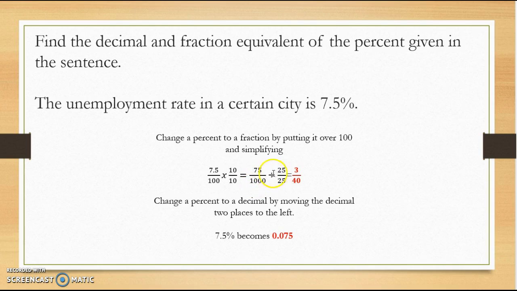Then I can look to see, well, what will go into both of those so that I can reduce that fraction. So in this case, 25 was the largest number that would go into both. So it reduces to 3 over 40. Now to change that percent to a decimal, we're just going to move that decimal 2 places to the left. So in that case, we got 0.075.